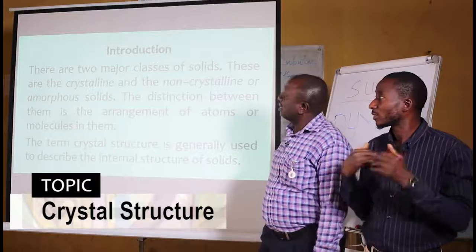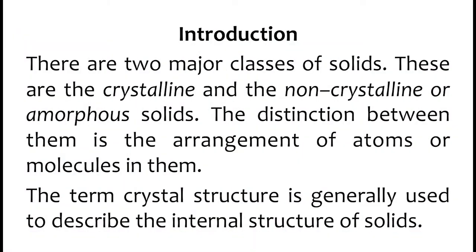Introduction: there are two major classes of solids, which are the crystalline and the non-crystalline or amorphous solids. Now, what differentiates between them is the arrangement of atoms or molecules in them. That is what differentiates between them. Now, the term crystal structure is generally used to describe the internal structure of solids.